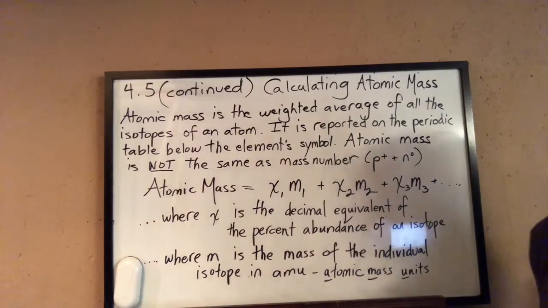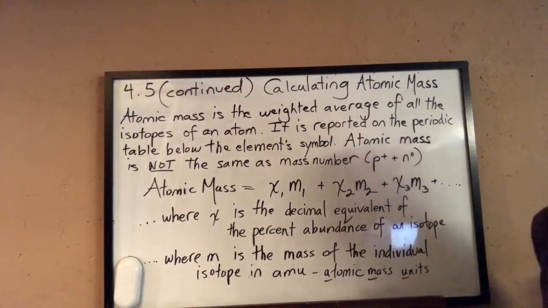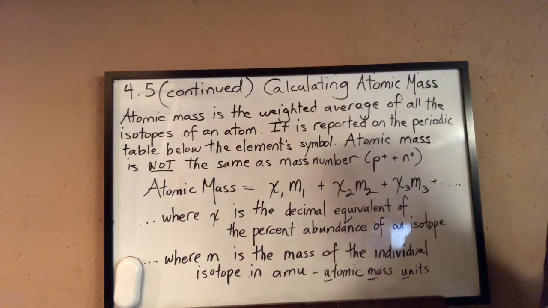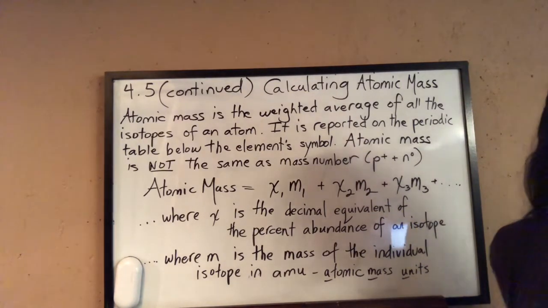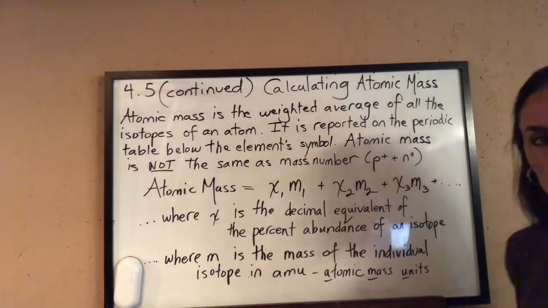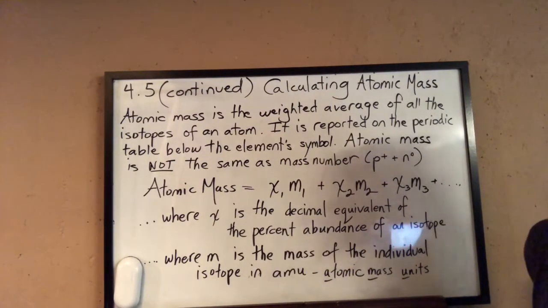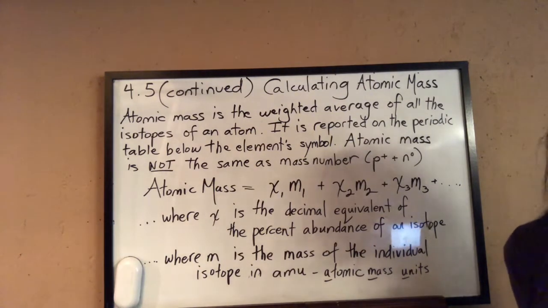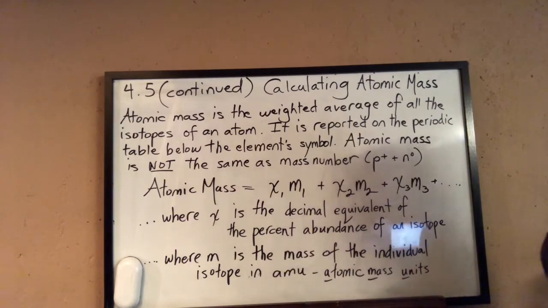Part 2 of Section 4.5, Calculating Atomic Mass. Atomic mass is the weighted average of all the isotopes of an atom. It is reported on the periodic table below the element symbol. Remember, atomic mass is not the same as mass number. Mass number is strictly protons plus neutrons.